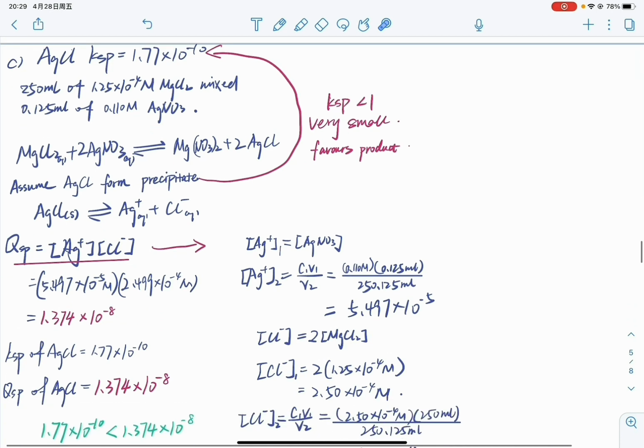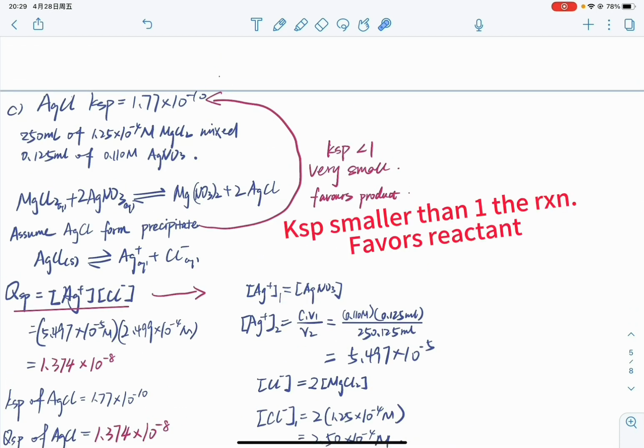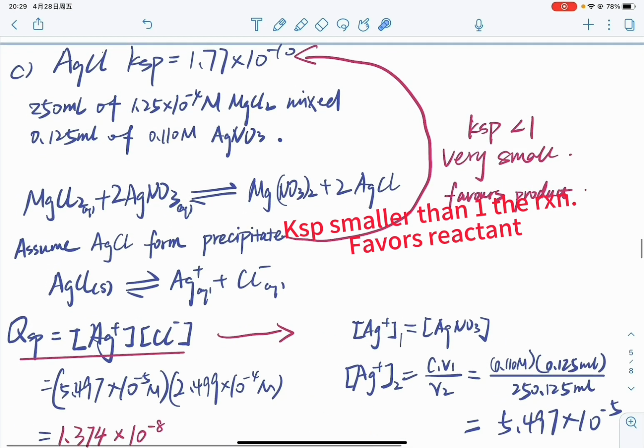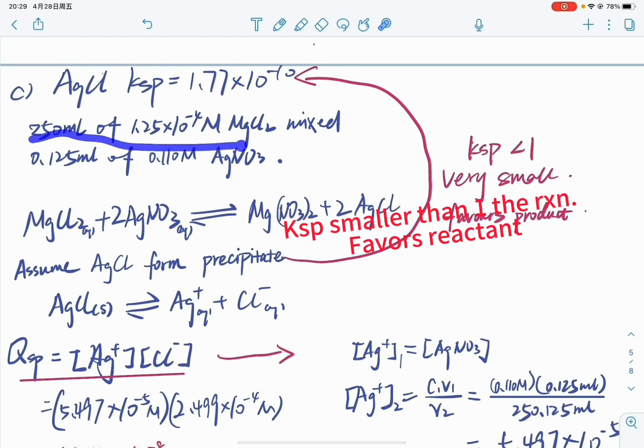So the next question will be 2C. It wants us to determine, after these two solutions are mixed together, whether any precipitate was formed. So basically we can just write this double displacement reaction first of all.